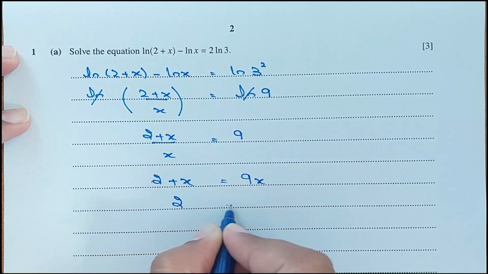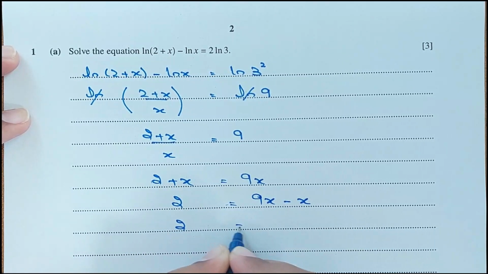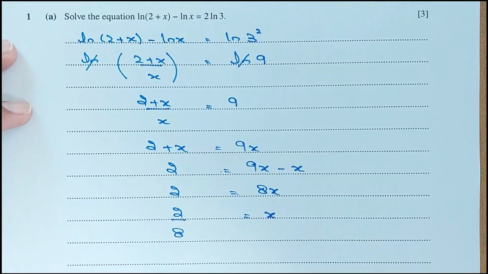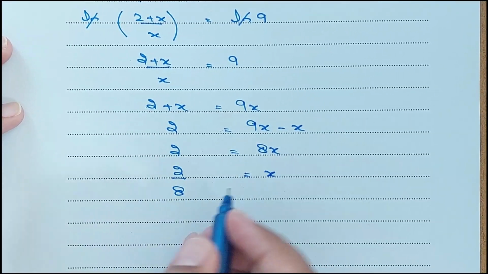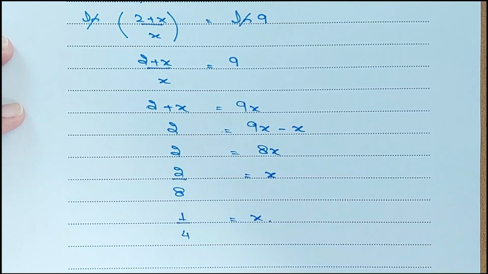We can say 2 = 9x - x, so 2 = 8x, and 2 by 8 is 1 by 4. So 1/4 is the x value.